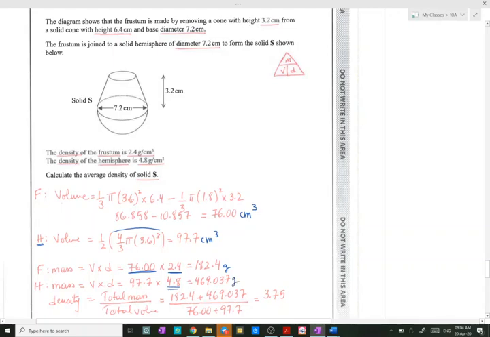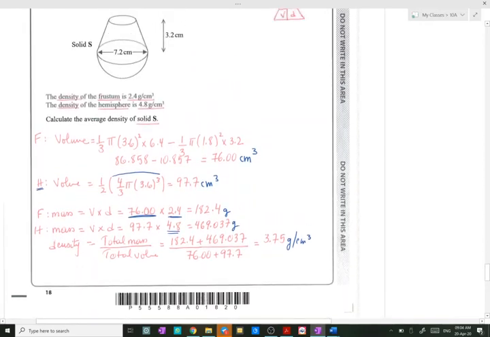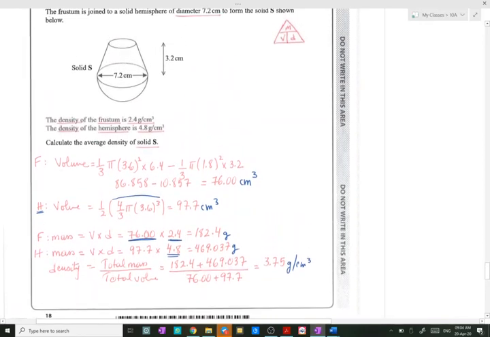469.037 grams. Now the density is equal to total mass over total volume, and this is equal to adding the masses together and adding the volumes together, which will give you 3.75 grams per centimeter cubed, and this is going to be your answer for the average density of your solid S.